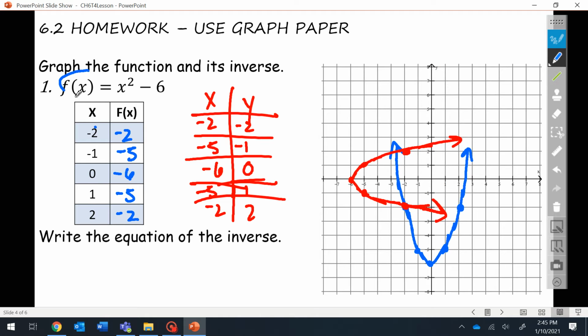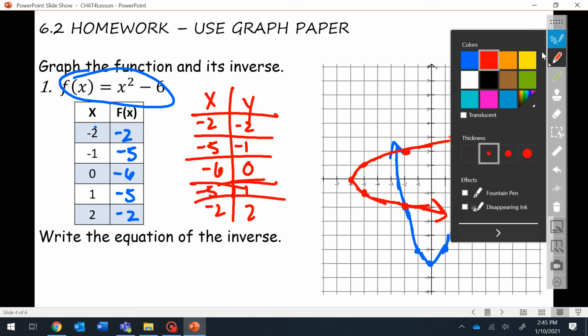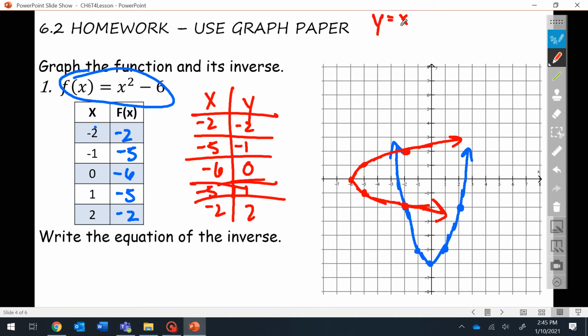So let's write the equation of the inverse for this. We'll start by changing it to y. Let me do it in red actually so we can see that it's the red one. So we'll say y is equal to x squared minus 6. Then we'll switch the x and y. So x is equal to y squared minus 6. We'll add 6. So x plus 6 is equal to y squared.